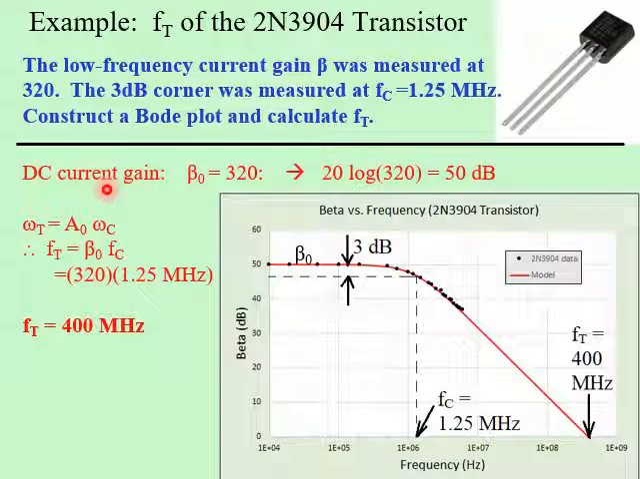So let's figure out the DC current gain first. We were given that beta naught, that's our DC gain, was measured at 320.